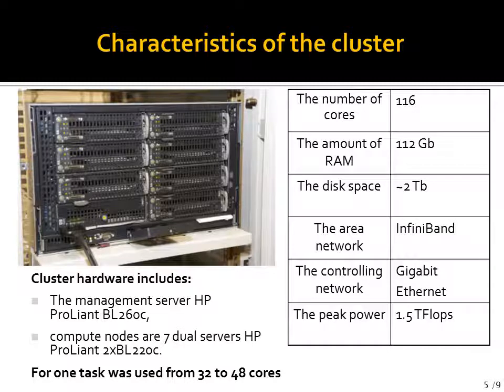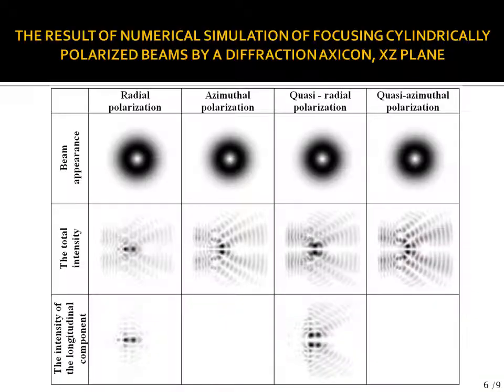Some information about high-performance computer systems. For calculations, I used the free software package MEEP. For axicons, I performed more exact calculations using the finite difference time domain method, and I used a cluster with these characteristics, which you can see on the slide. For one task, 32 or 48 cores were used.